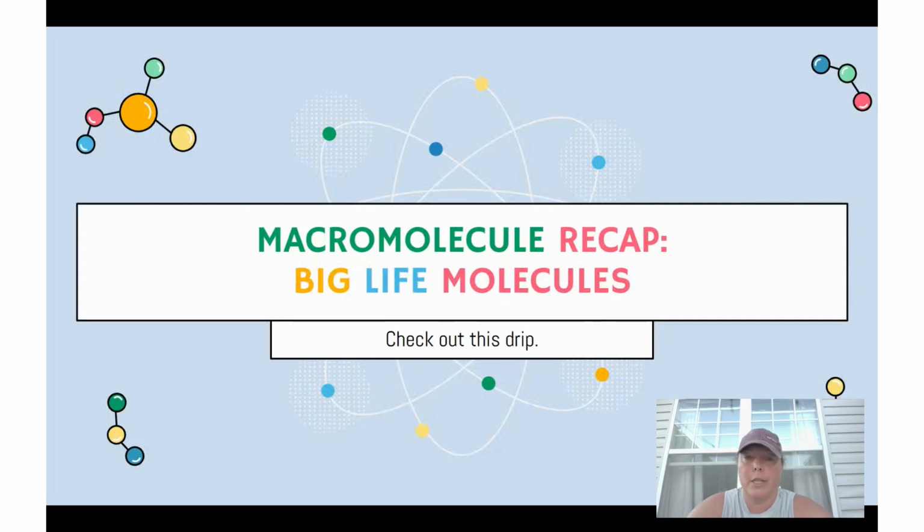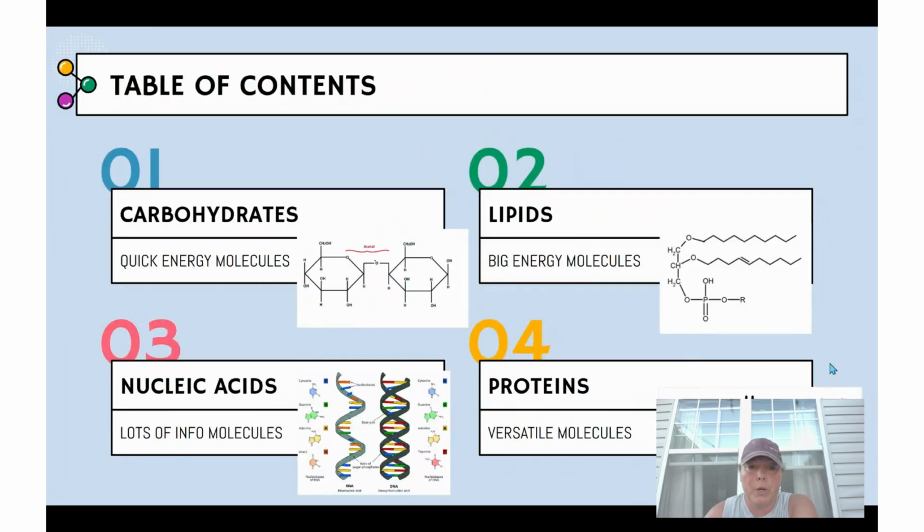All right, we are going to be talking about macromolecules, and we've already talked about how macromolecules form and carbon and the importance of carbon. Now we're going to talk about each of the different types of macromolecules. So the first one we're going to talk about is carbohydrates, then lipids, then nucleic acids, and proteins.